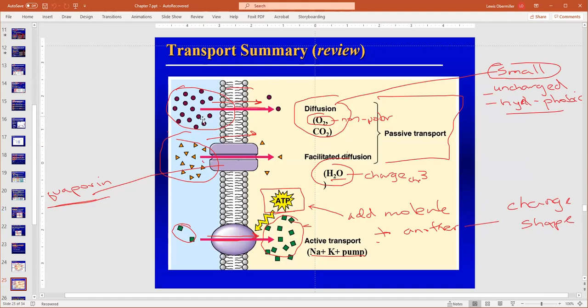So this is a summary slide. Diffusion across the phospholipid bilayer is possible, but only for small uncharged hydrophobic molecules. Facilitated diffusion is more common. This is how like glucose gets in from your blood into your cell to do glycolysis. And then honestly, a lot of times you do active transport where you have to go from a low concentration to high, and that requires energy. And remember, your energy currency is ATP.